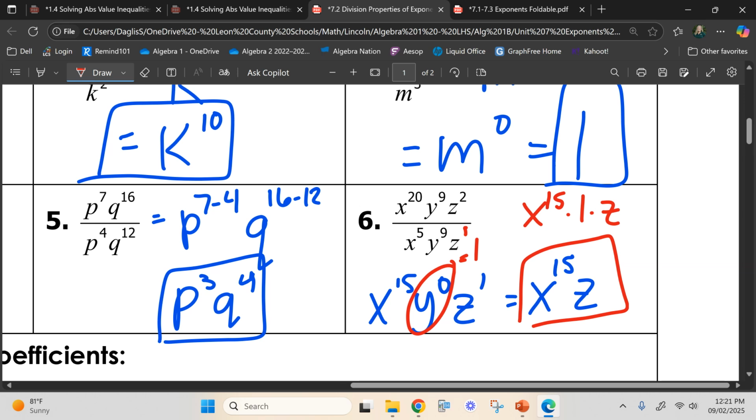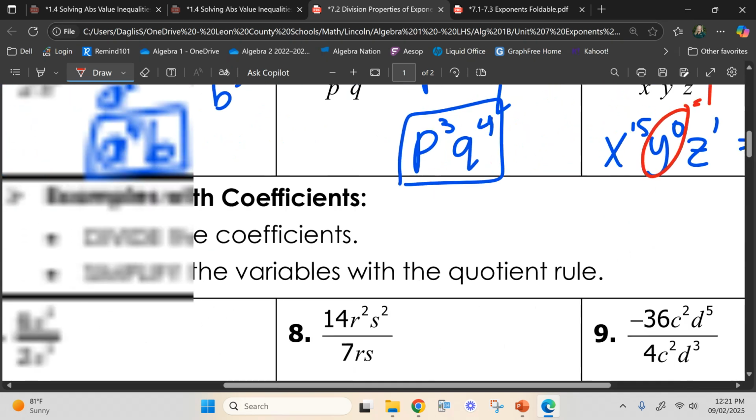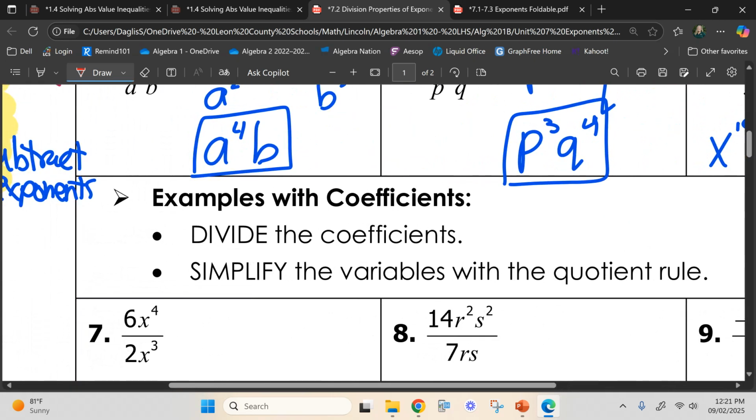All right, ready to level up? So we're going to throw in some coefficients now. What do I get to do with my coefficients? We get to actually divide those. We're still subtracting our exponents. We get to divide the big guys. Remember, coefficients are the big numbers, if you need to remind yourself. It's that number that's leading in front of our variable.